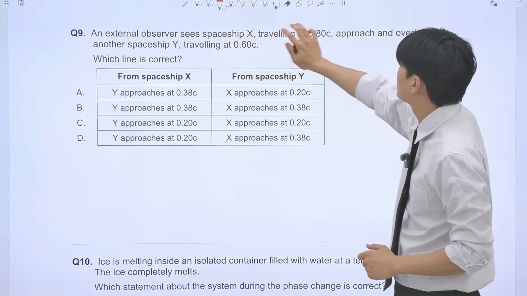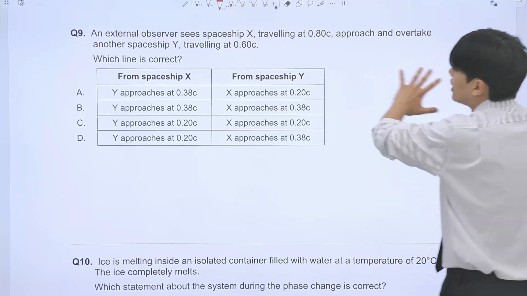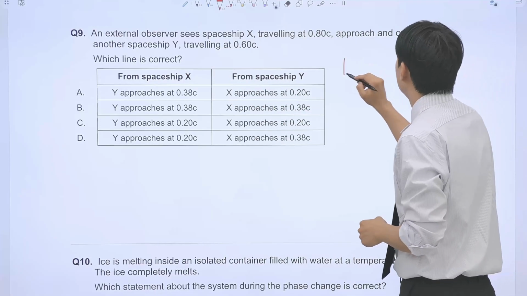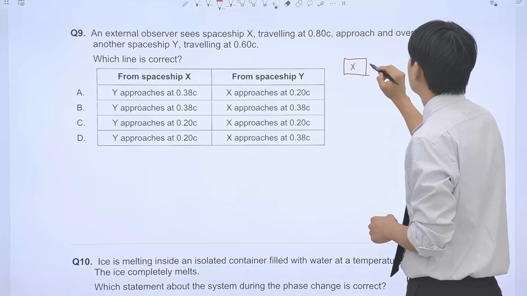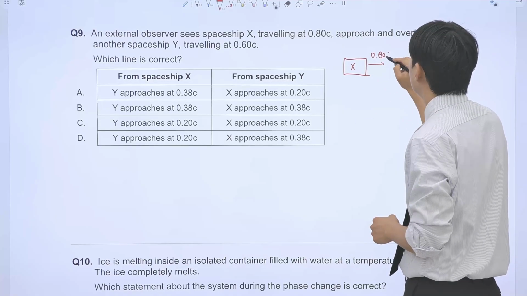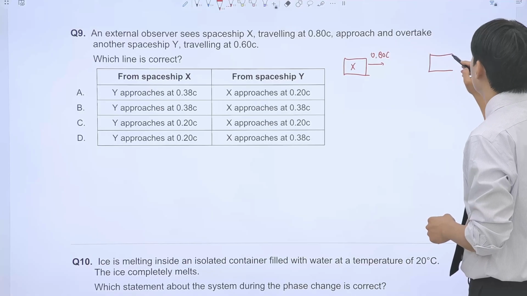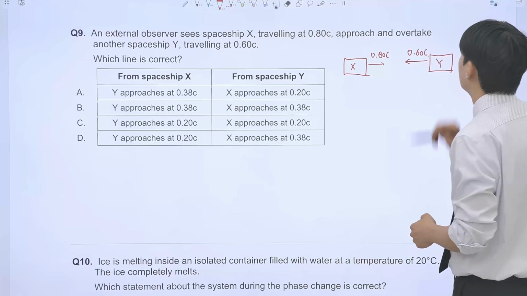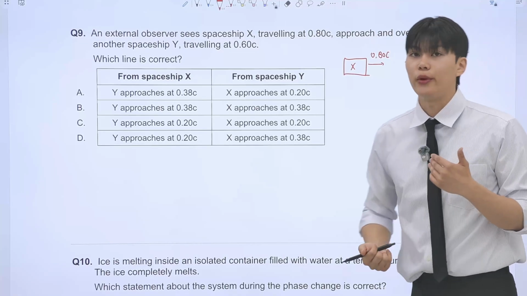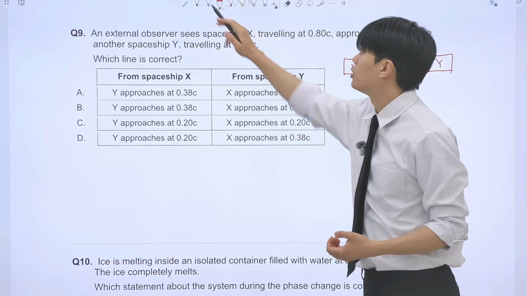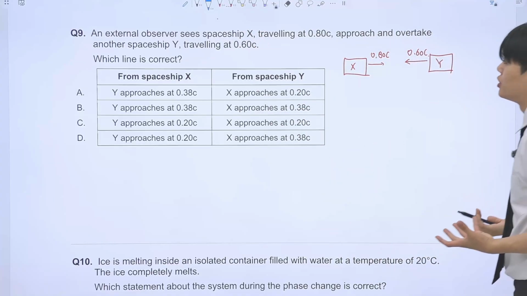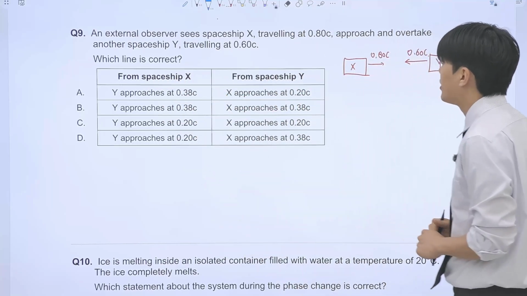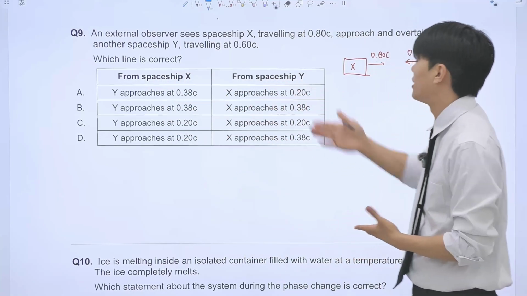They talked about spaceship X traveling at 0.8c, and we have spaceship Y going at 0.6c. If you draw the diagram simply, spaceship X goes in that direction at 0.8c, and spaceship Y goes in the opposite direction, so they're going towards each other. So obviously, this is about 8.5, which is relativity, right? So what equation should we use? They said which line is correct? From spaceship X, Y approaches at 0.38c or 0.2c or something like that.